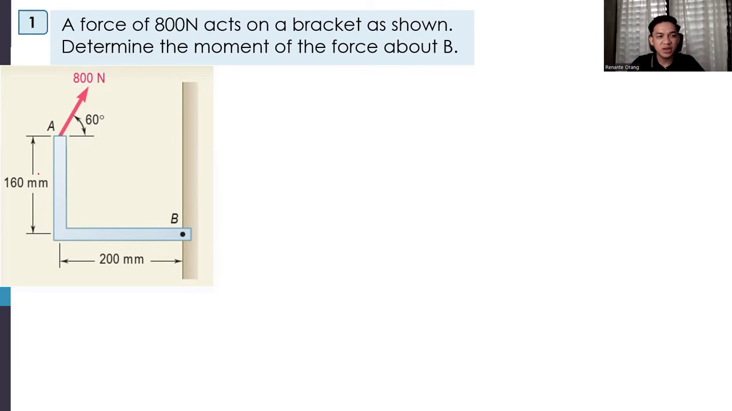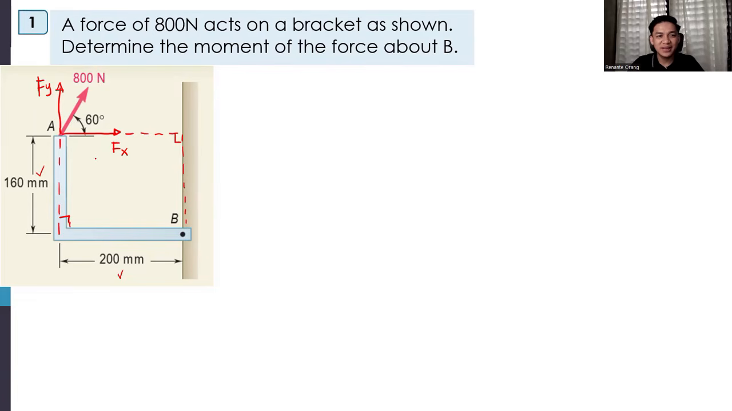So observe po natin, class, we have 160 millimeter na distance which is the vertical distance of our force papunta sa point B. And we also have 200 millimeter distance which is the horizontal distance of our force papunta sa ating point B. We will take advantage of this one. So ang gagawin natin, class, is we will transform this force 800 Newton into its x component and y component. So in that way, meron na tayong perpendicular distance ng ating Fy. We also have the perpendicular distance of our force Fx.